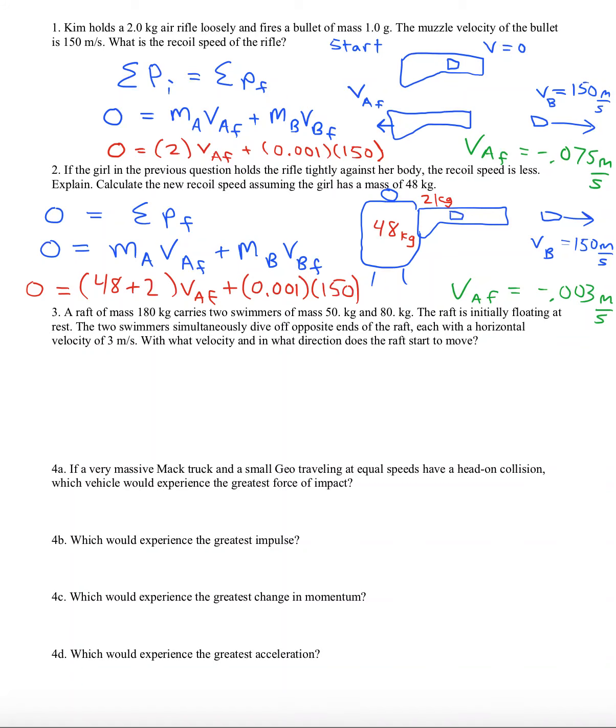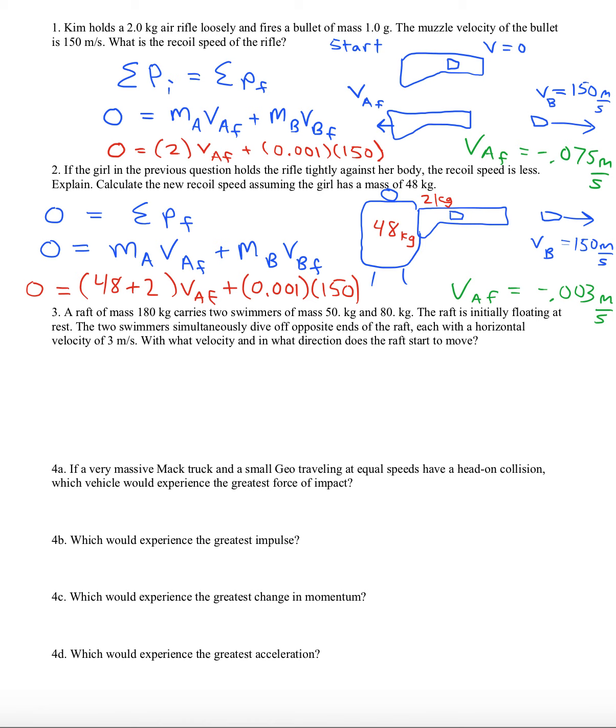A raft of mass 180 kilograms carries two swimmers of mass 50 and 80 kilograms. The two swimmers simultaneously dive off opposite ends of the raft, each with a horizontal velocity of 3 meters per second. With what velocity and what direction does the raft start to move?